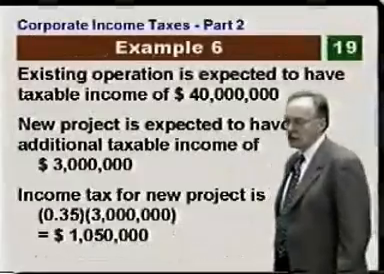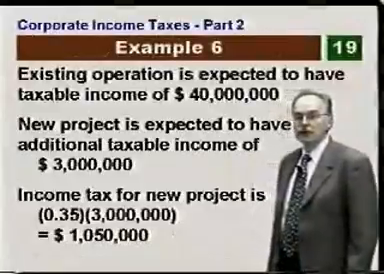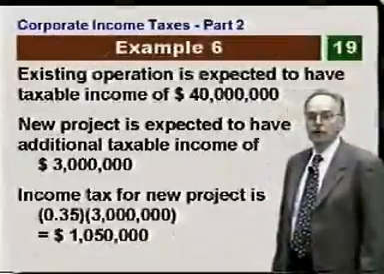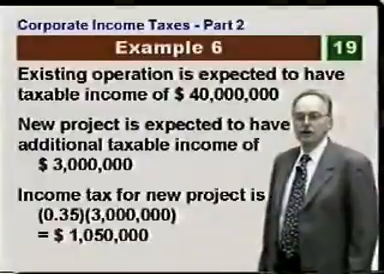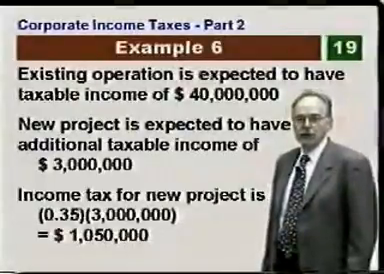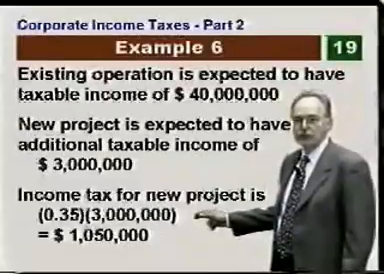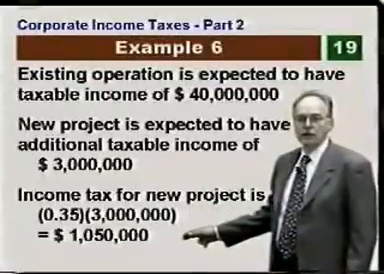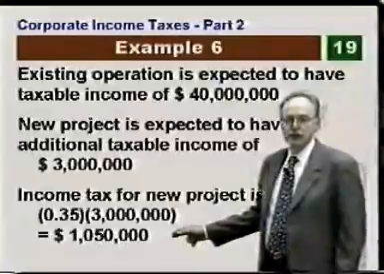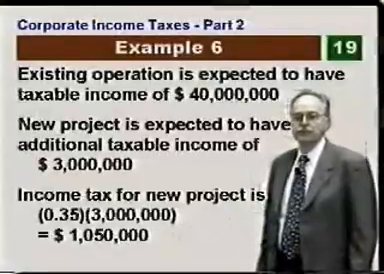Let's look at another example. Let's say we have an existing operation that's expected to generate a taxable income of 40 million. We have a new project that's generating 3 million additional taxable income. So then we can apply the marginal rate of 35% on the $3 million and get a tax, or an anticipated tax, of $1,050,000.